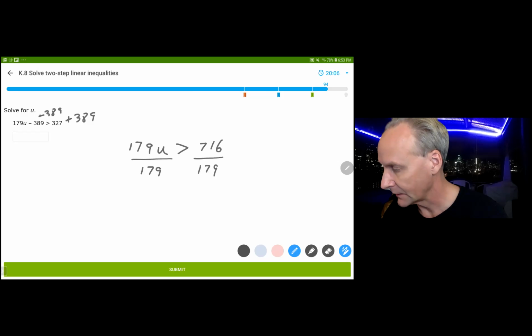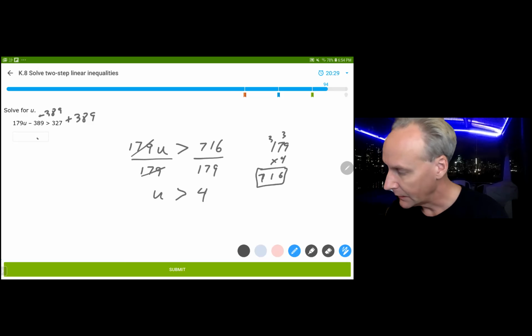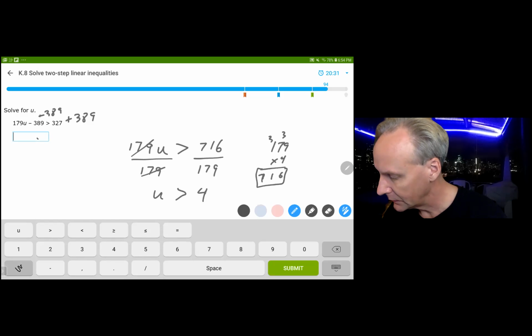And I'm guessing it's going to go in there 4 times, and it looks like it's 4. I'm just going to test it real quick. 179 times 4 is 6, carry the 3. That's 1, carry the 3. And that's 716, sure enough. And we get u is greater than 4.